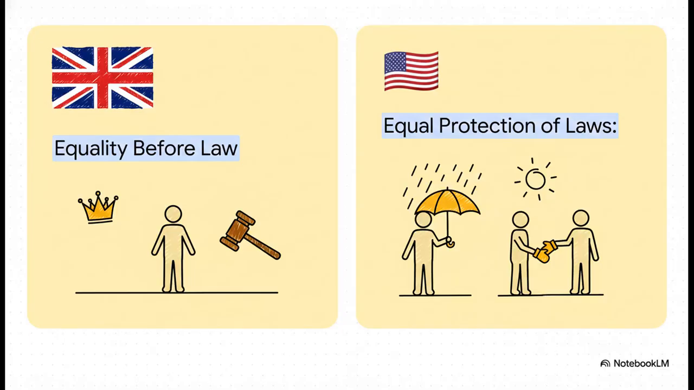First up, the right to equality. And right away, this is super interesting because Article 14 actually borrows from 2 different traditions. It has 2 parts. You've got equality before law, which is a British idea. It basically means nobody, and I mean nobody, is above the law. Then you have equal protection of laws, which comes from the American system. This means that if people are in a similar situation, they should be treated, well, similarly. It's a subtle difference, but it's absolutely crucial.